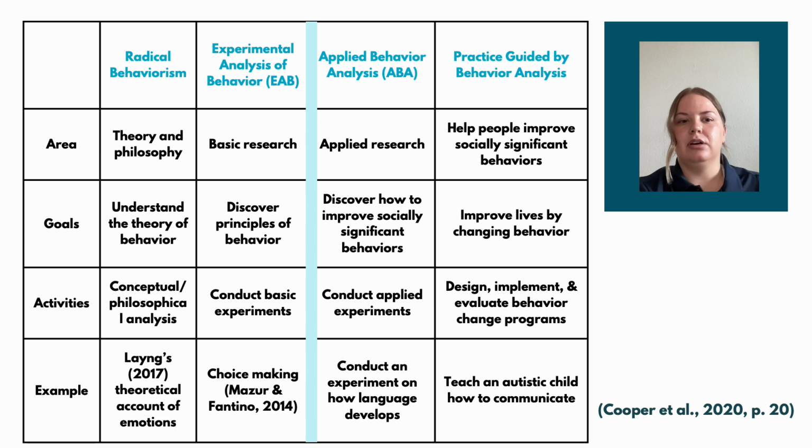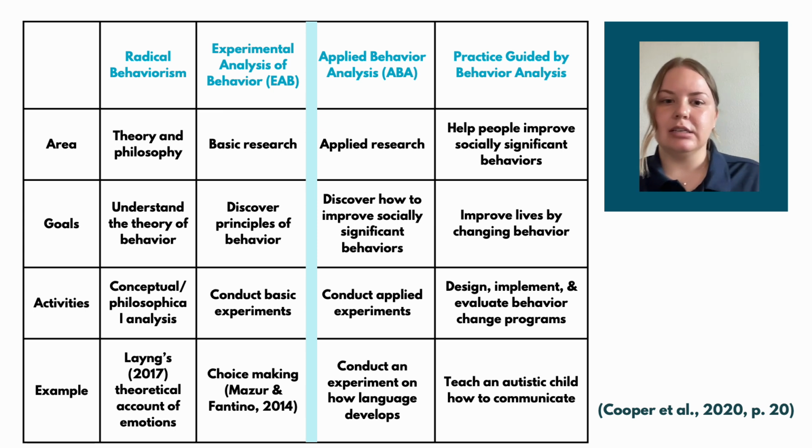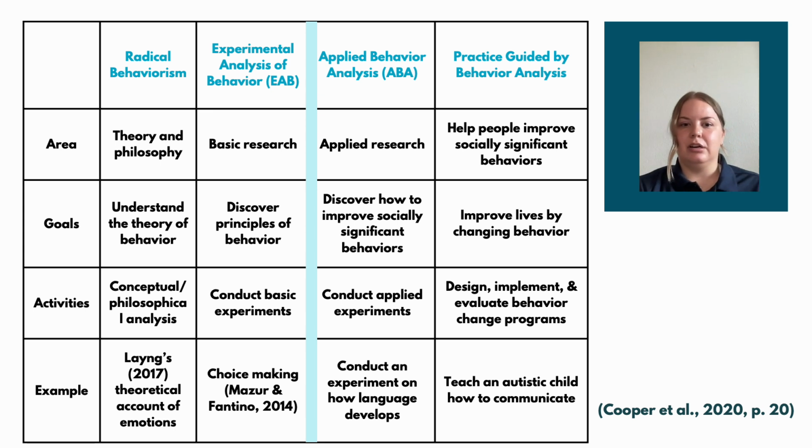Experimental analysis of behavior is basic research, and their goal is to discover principles of behavior. They conduct basic experiments, and an example of this is choice making. Applied behavior analysis is focused on applied research, and their goal is to discover how to improve socially significant behaviors. They engage in activities like conducting applied experiments. For example, conducting an experiment on how language develops. Again, this is a socially significant behavior.